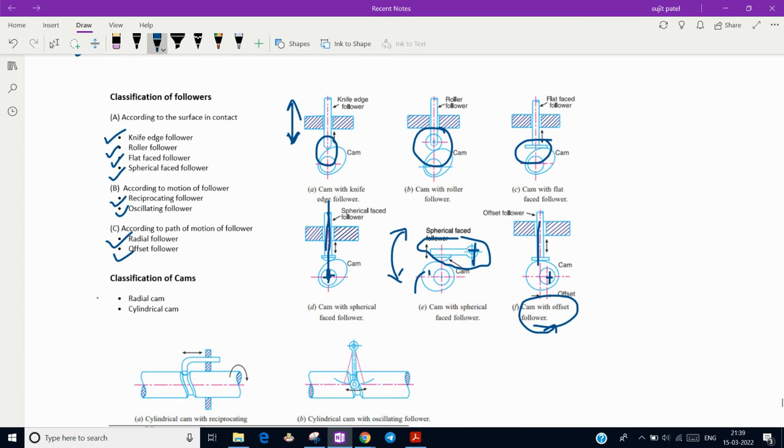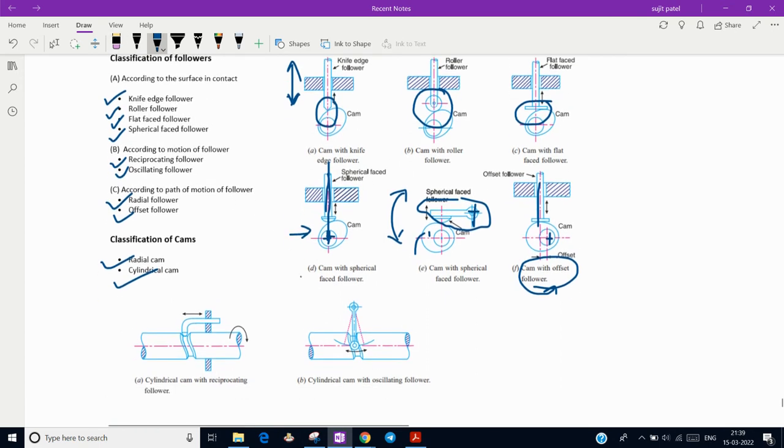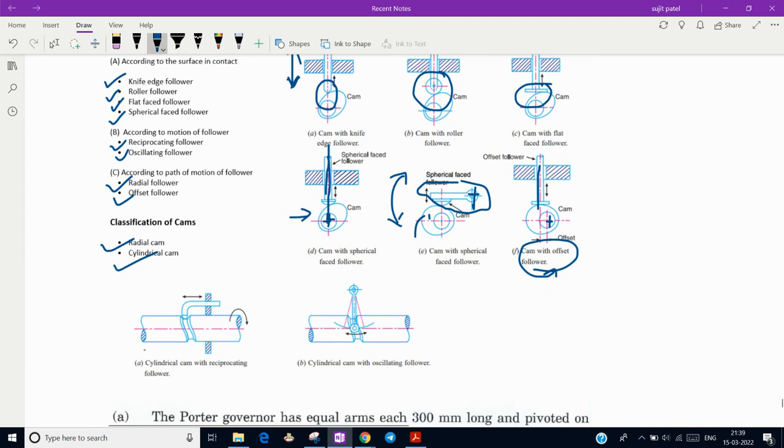Now if you talk about the classification of cams, that is radial cam and cylindrical cam. The radial cam, all that we looked at here, is called a radial cam. And what is a cylindrical cam? Here, this is called a cylindrical or barrel cam, with a slot in the cylinder, and the follower may be reciprocating type or oscillating type based upon the application. So these are the classifications of cam and follower.